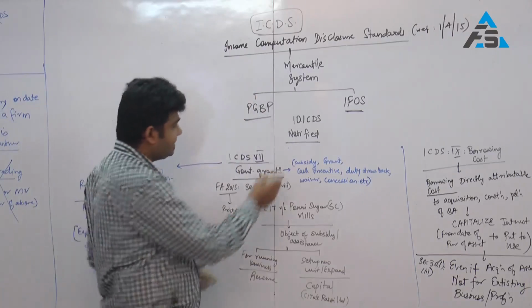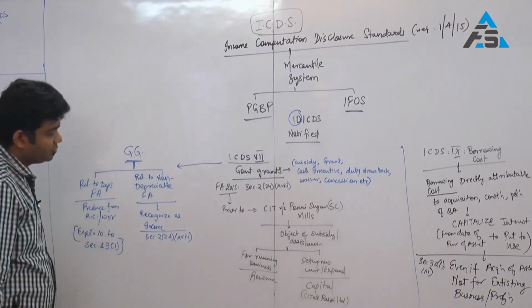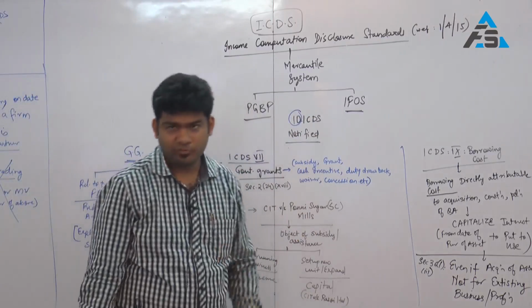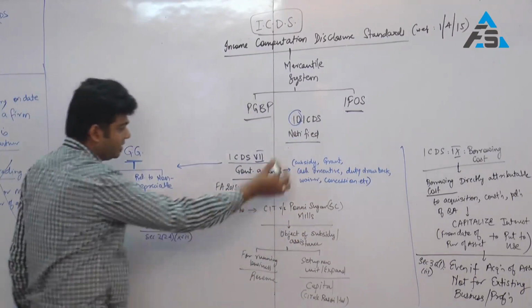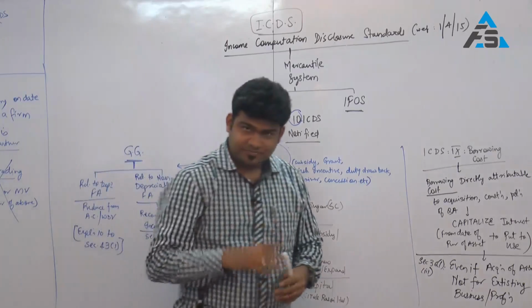So there are 10 ICDS which have been notified as on 1/4/15, which we have to look into. Again, I am personally going to focus only on 4 which I feel are important. First is ICDS 7 relating to government grants. Very, very important.